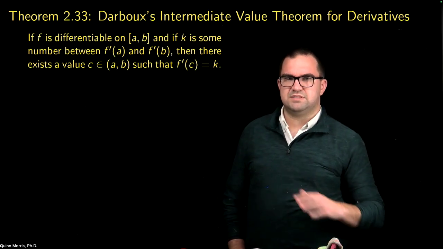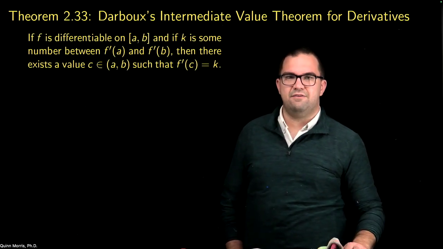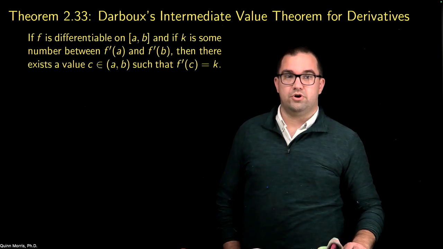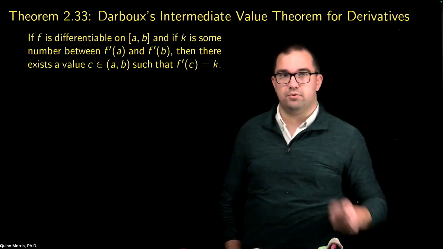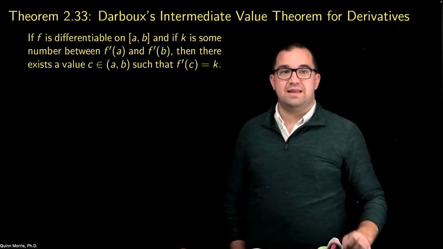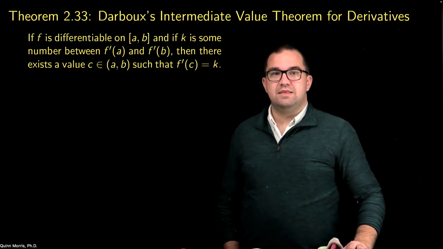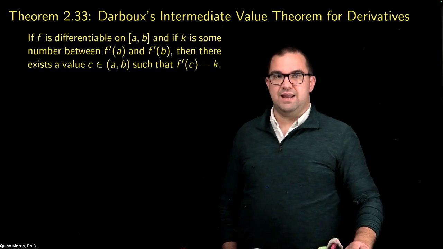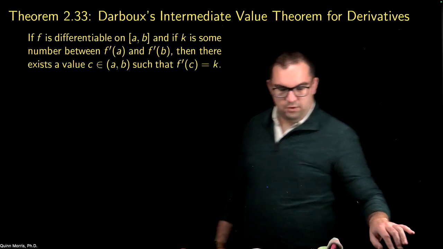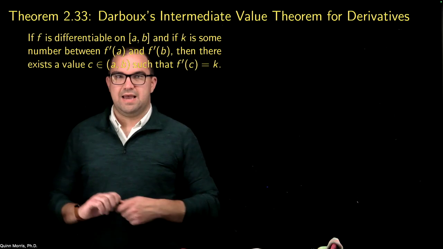But just for the statement of the theorem, it says: if f is differentiable on the closed interval AB, and if k is some number between f prime of A and f prime of B, then there exists some value c between A and B such that f prime of c is equal to k. Now, what's this theorem saying?